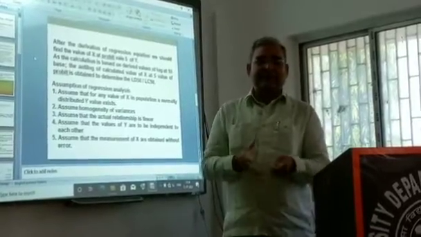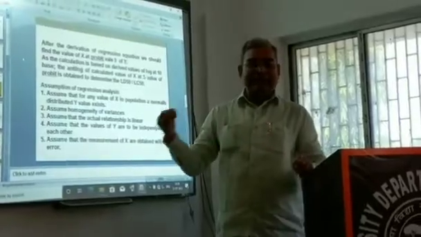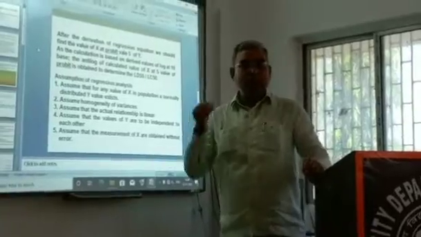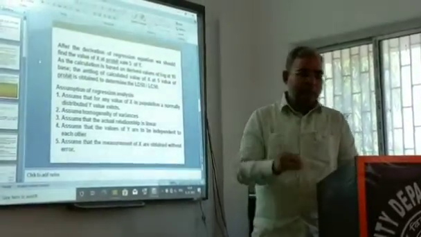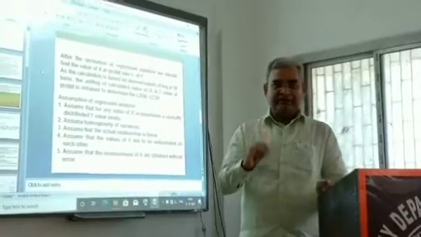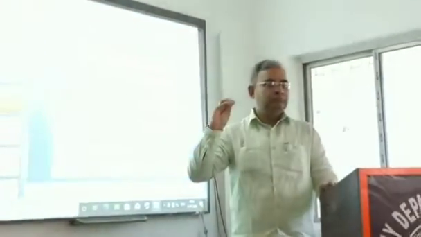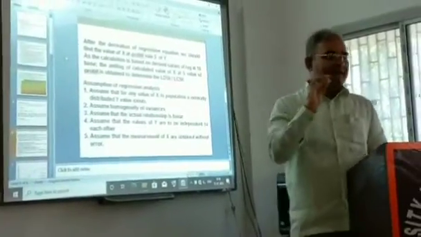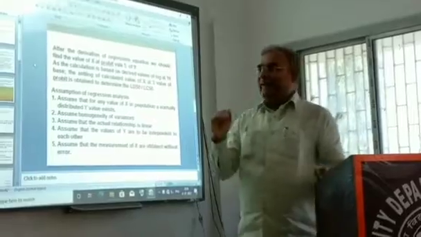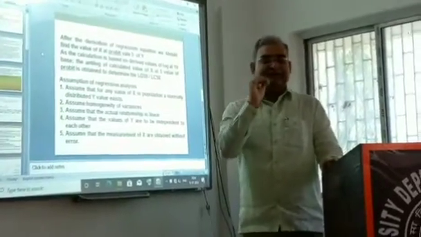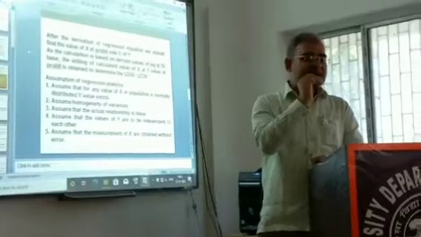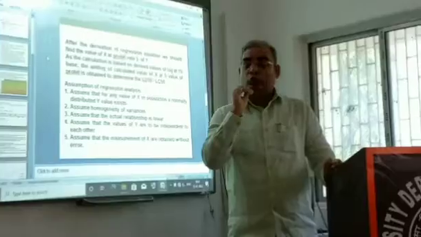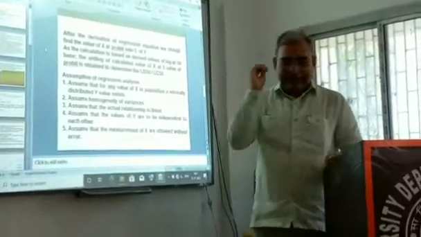In my last class, I told you that only the regression line is not sufficient. When you move into research, then two other components are also necessary. One is the test of hypothesis for the regression constants. Which are the regression constants? A and B. A and B are the regression constants. Second, the 95% confidence interval of probit value, that is y, with respect to x.